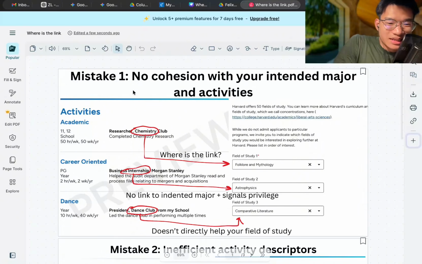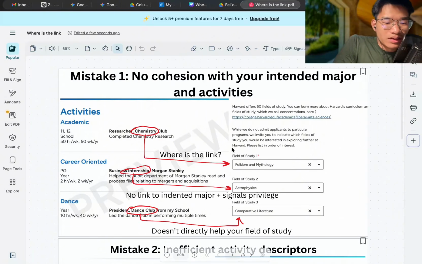How does that chemistry club link to the example that I've shown you here, which is, let's just say, you heard the advice from other people that, okay, you need to pick a major that's underrepresented, and then you pick folklore and mythology. You will instantly get rejected if you do this. It's very clear that you're not interested in folklore and mythology or astrophysics or comparative literature. It's very clear that you're a STEM student.